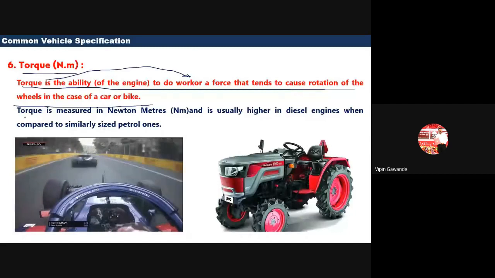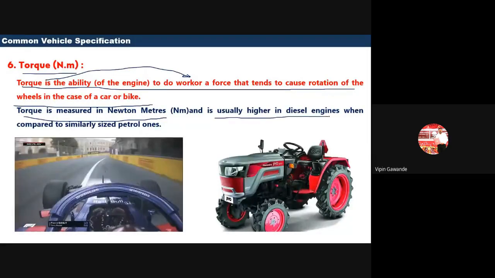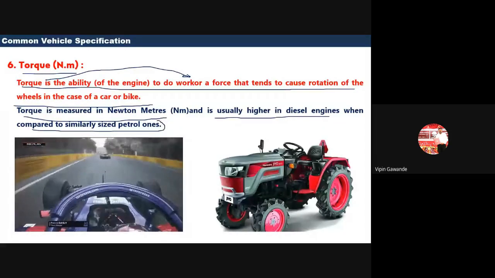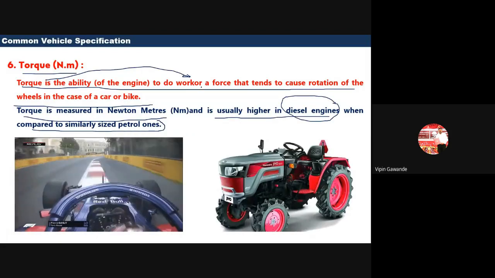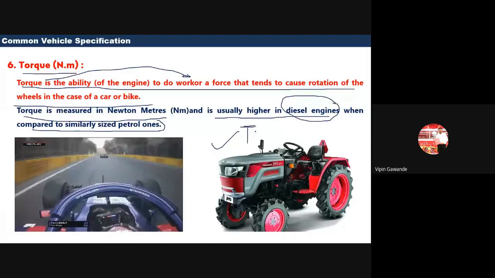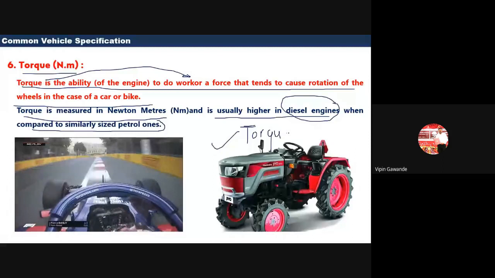Now we know that torque is measured in terms of Newton. It is usually higher in diesel engines when compared to similarly sized petrol ones. Okay, so it is higher in diesel engines. The torque is very high in diesel engines. If you know, a tractor has very high torque. We are saying the torque is very high in tractors.